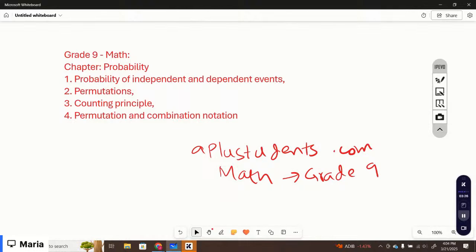We're going to cover today probability of independent events, permutations, counting principle, permutation and combination notations. So please make sure you have your notebook and pencil so that you can note down the important examples and definitions as well.